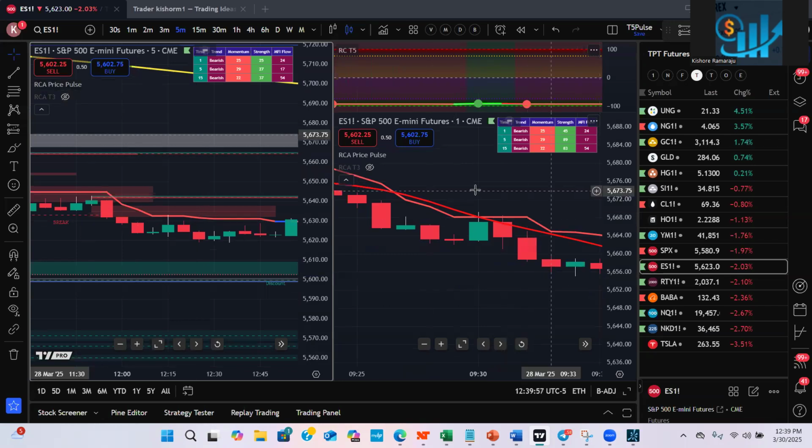So if you use this approach, one way is to use price pulse in 5 minutes and price pulse in 1 minute, wait for price to go up and touch the red line, or if it is bullish, it should come and touch the blue line and start going up. So that is one approach.